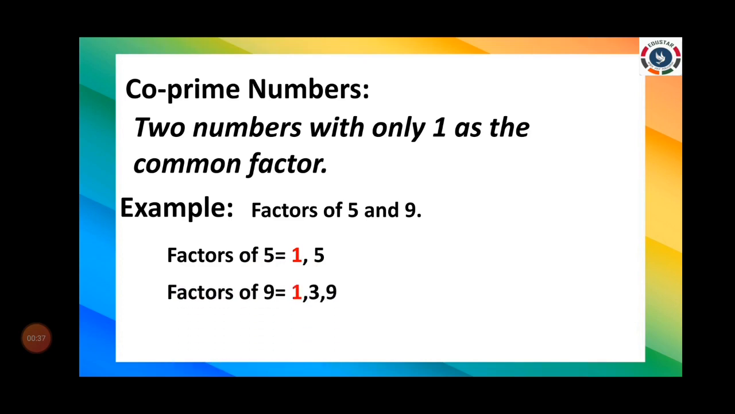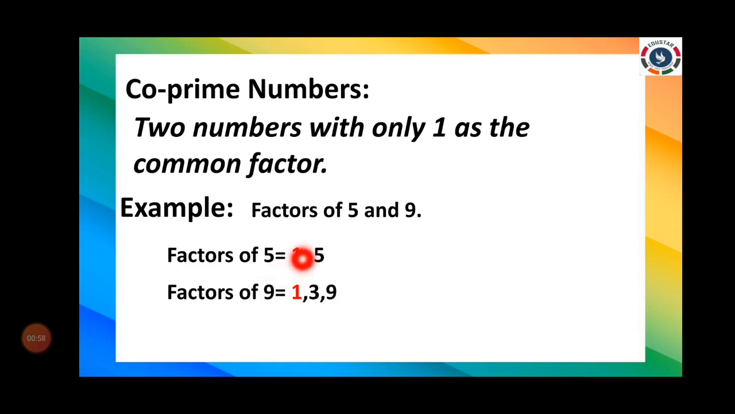And then factors of 9. For factors of 9 we have 1, 3, 9. It is coming in the 1 table: 1 nine is 9. Then it is coming in the 3 table: 3 threes are 9. And then the 9 table: 9 ones are 9. So we have 3 factors, so 9 is a composite number.